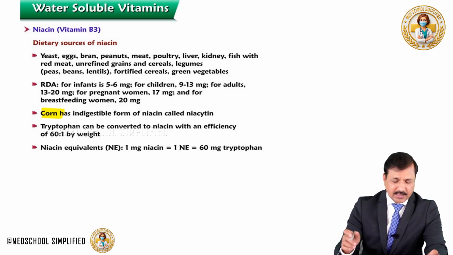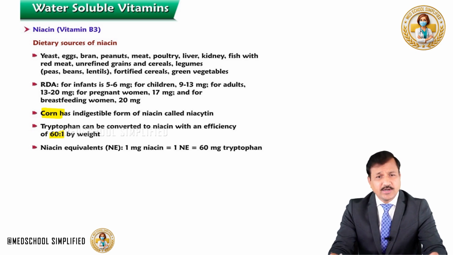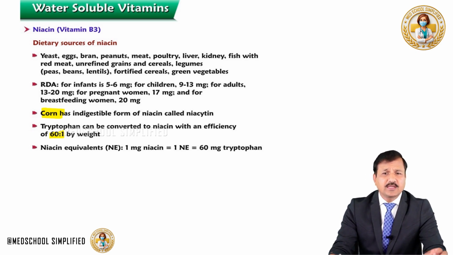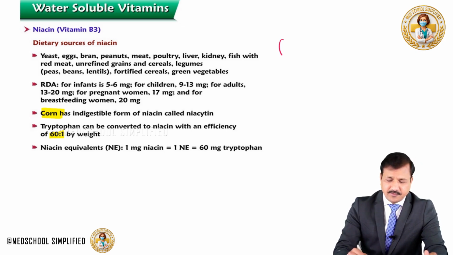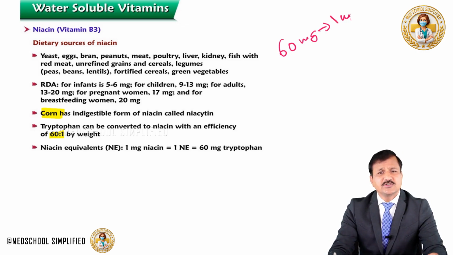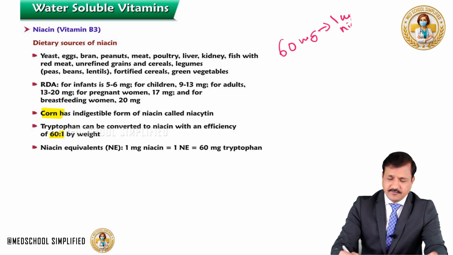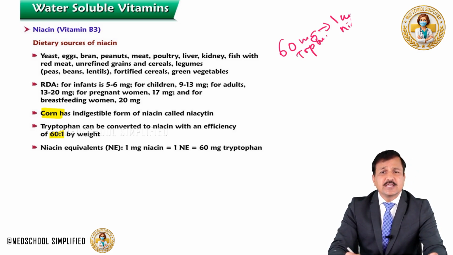And also note that a significant amount of niacin is synthesized in our body, where tryptophan can be converted into niacin. So, how much? 60 milligrams of tryptophan is converted into 1 milligram of niacin. That is 60 is to 1, and that is why we write it as 60 is to 1.